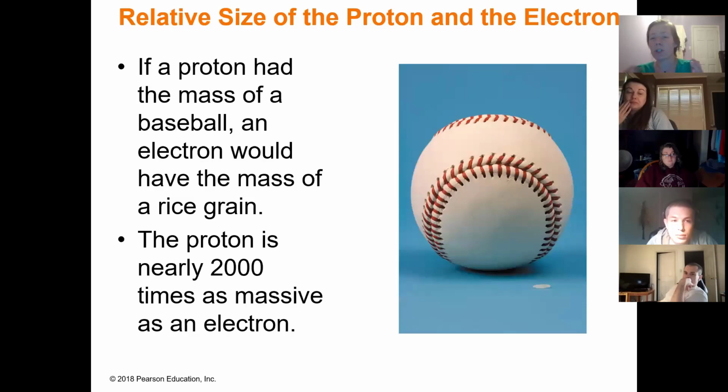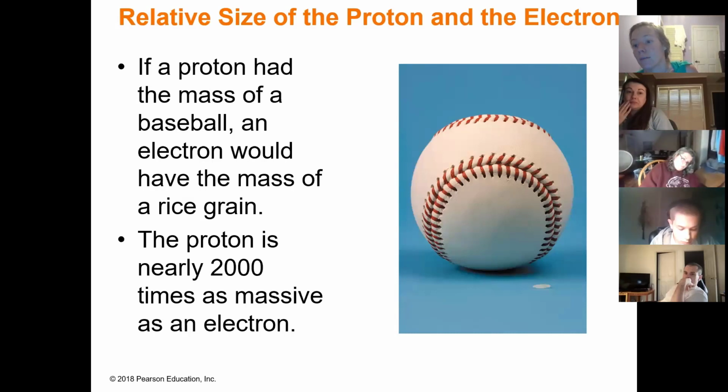As far as the proportionality of size of a proton to an electron, you can think of a proton as a baseball and an electron as a grain of rice. There's about a 2,000 times difference. So the electron, I mean, it has a little bit of mass. It's not that it doesn't have mass, but it's just so negligible in most of our calculations that we kind of ignore it.